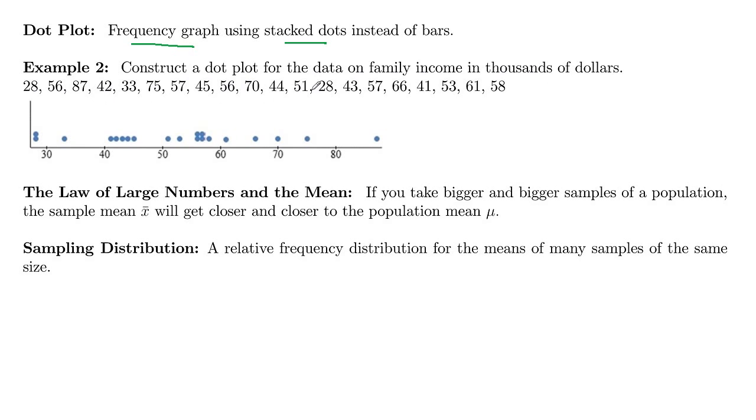So here's the data. And then I've already constructed the dot plot here, but let me tell you how I constructed it. So I looked at my data here and I scanned for the largest and smallest values. So I see a 28 in there and another 28. So it looks like 28 is the lowest value. And then the highest value looks like that 87. So then I laid down my horizontal scale here. Did a low of 30 and a high going up almost to 90.